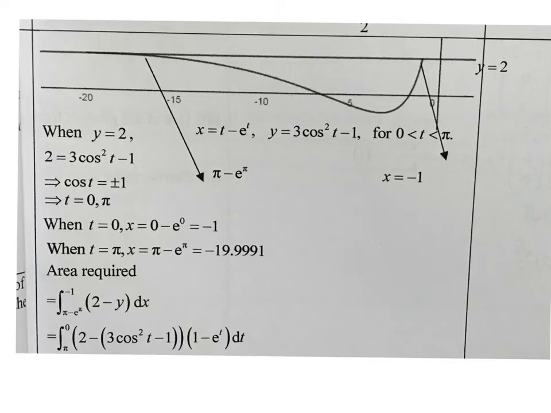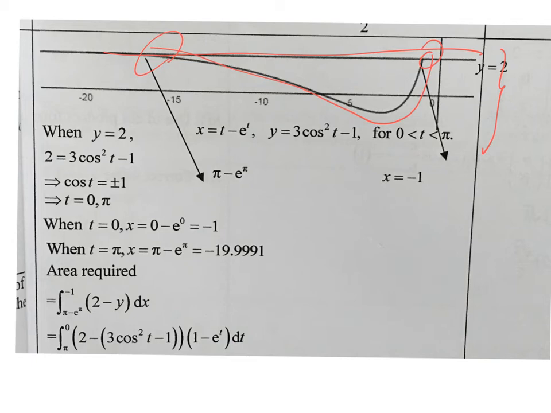Okay, next would be part 3. So we need to find the area of the integral. Most of you actually were able to draw the part where you have y equals to 2, and then you draw the graph, and then you found the two intercepts. That's very good. However, marks are not given for this.